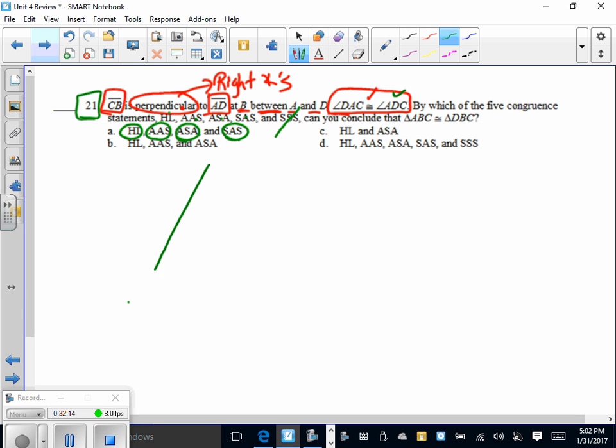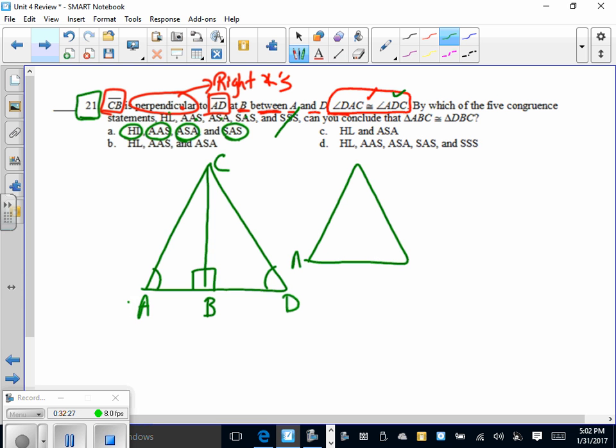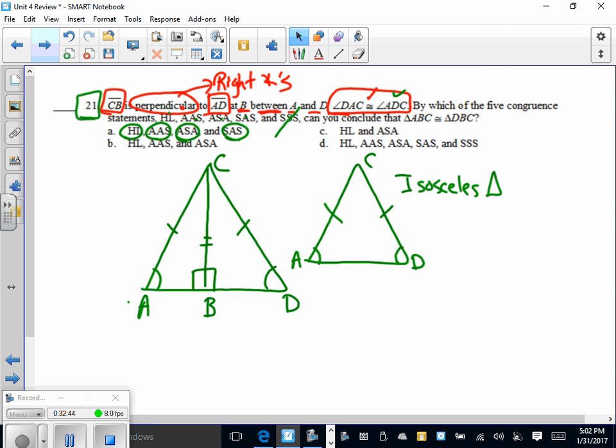And it says that, okay, I have my triangle, and I know that C's here, and B's here, and A and D. These are right angles, so they're perpendicular. It says this angle is congruent to this angle. So if we look at the big triangle as A is congruent to D, then this side is congruent to that side because it is an isosceles triangle. So, therefore, we know that's congruent. We now know that this is congruent to that. So I have angle, side. So that's the first one.